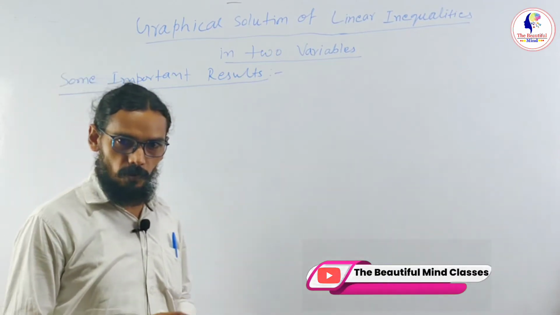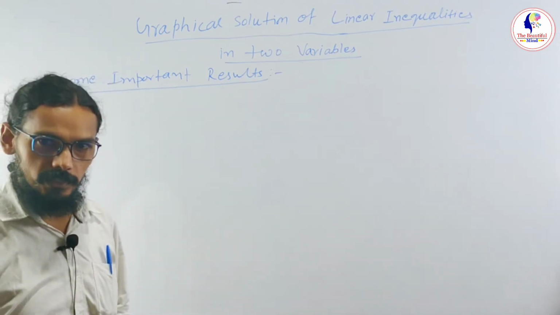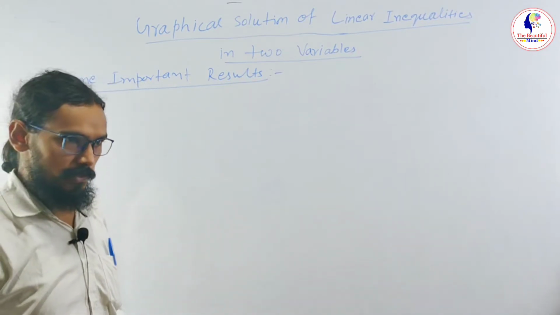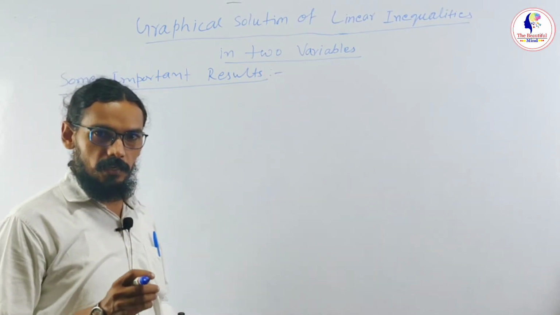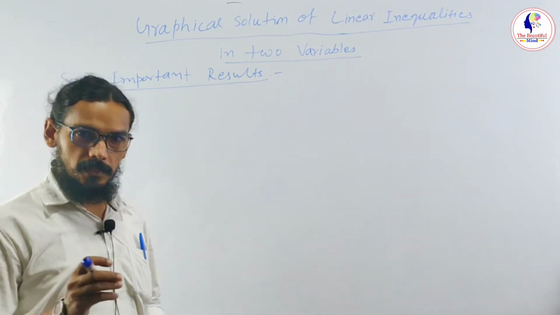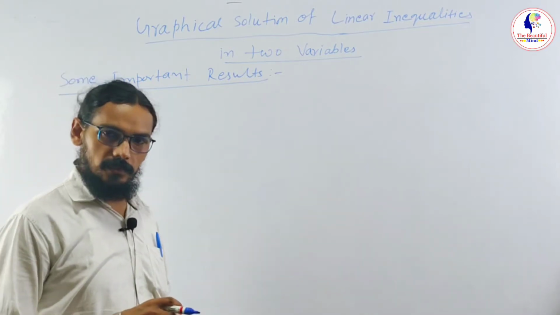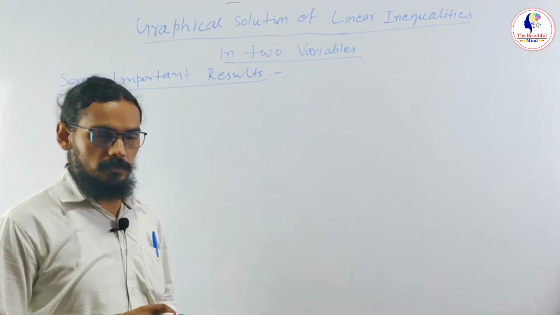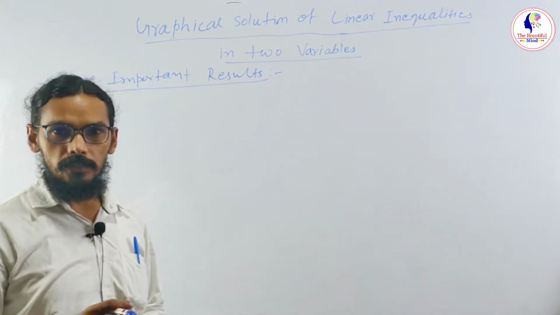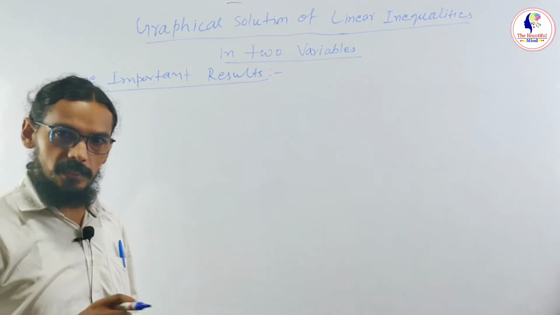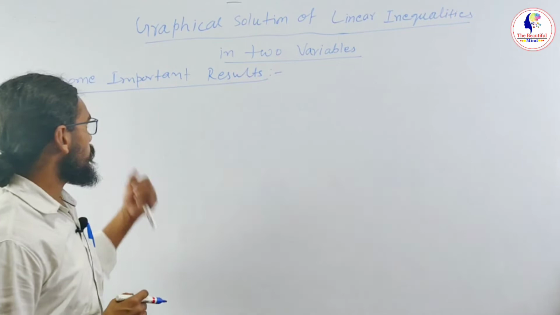We are going to solve graphical solution of linear inequalities in two variables. दो वेरिएबल्स में हम ग्राफिकल सॉल्यूशन का लीनियर इनइक्वालिटीज का ग्राफिकल रिप्रेजेंटेशन देखेंगे. In earlier classes, we learned about how you can draw the graph of linear inequalities. On the basis of that, we will see some important results.